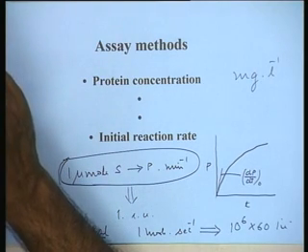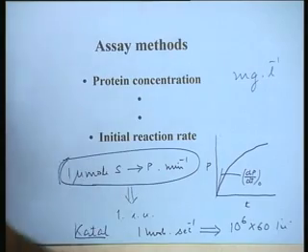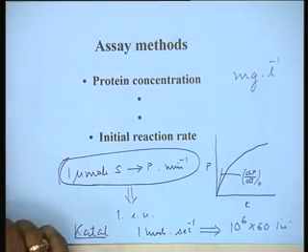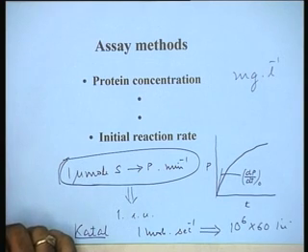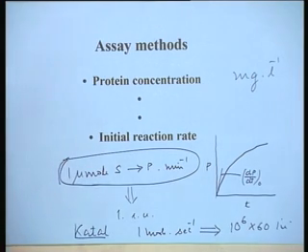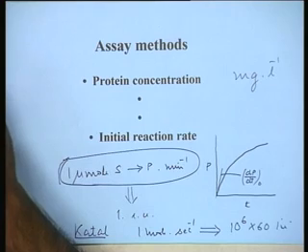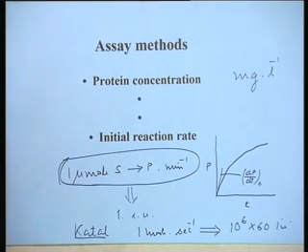Now, essentially the initial reaction rate is the basic philosophy in determining the enzyme concentration. On the other hand, the protein concentration also gives us an idea of the amount of an enzyme present in a given sample, although it may not always be true.